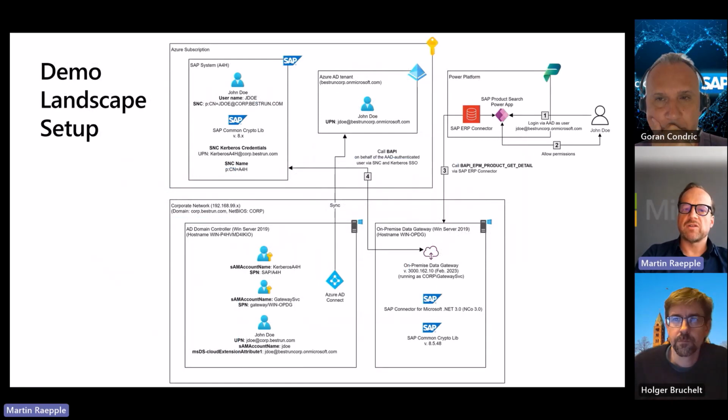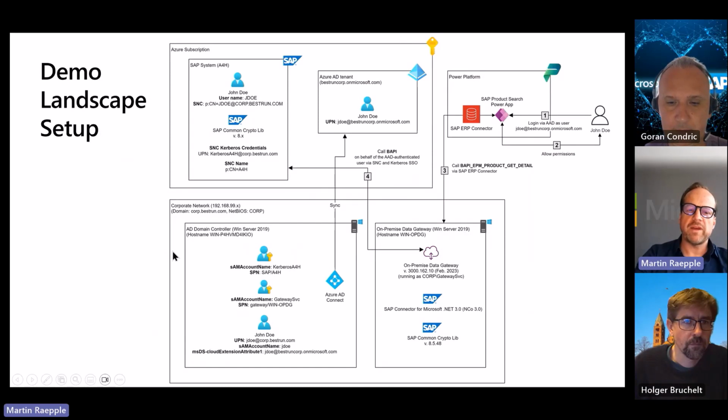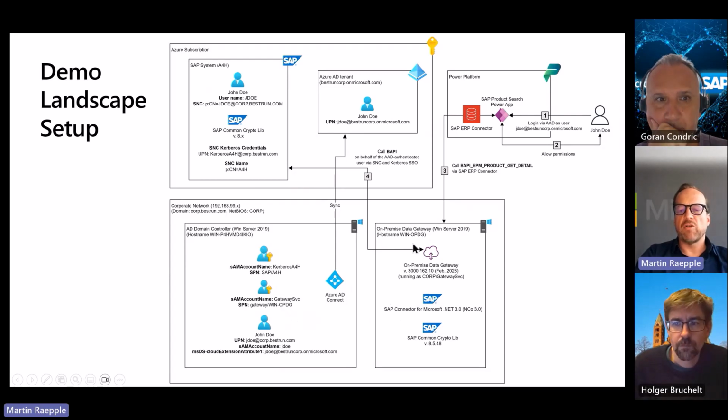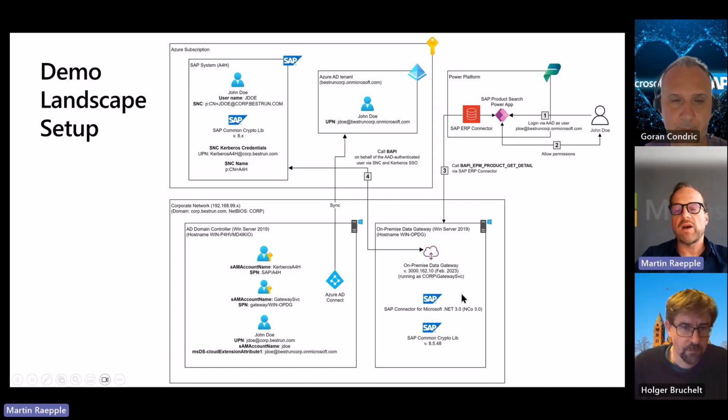My setup is quite straightforward. I have simulated here on my laptop a corporate network that implements a simple setup of an Active Directory domain. So I have a domain controller that the on-premises data gateway is joined to. This is also required because otherwise the on-premises data gateway would not be able to use Kerberos constraint delegation for obtaining the ticket for the user. So the host that runs the on-premises data gateway is domain joined.